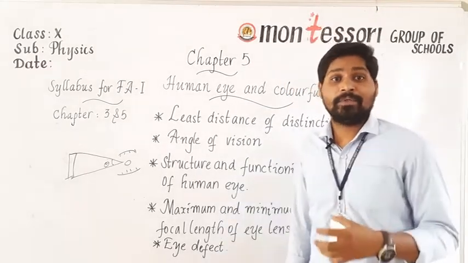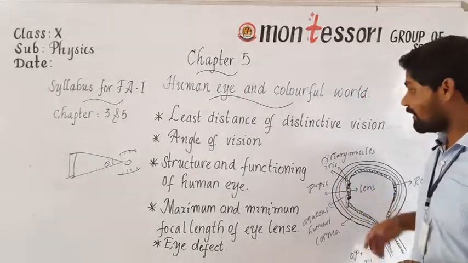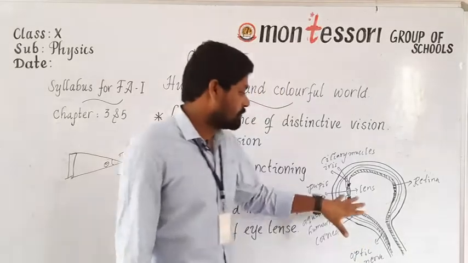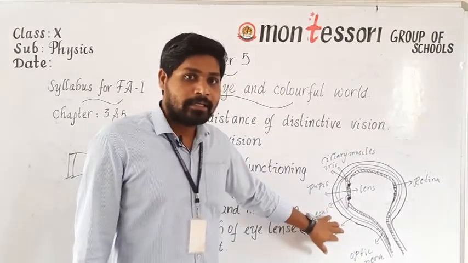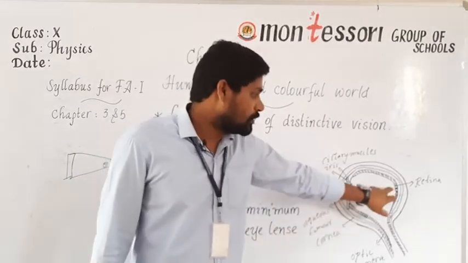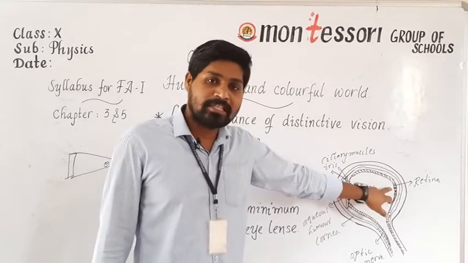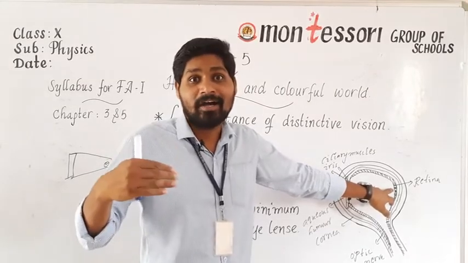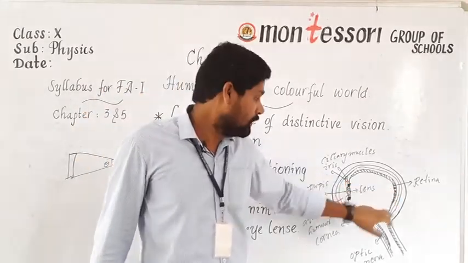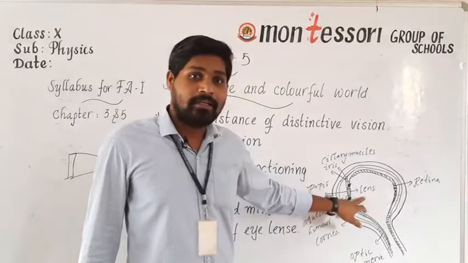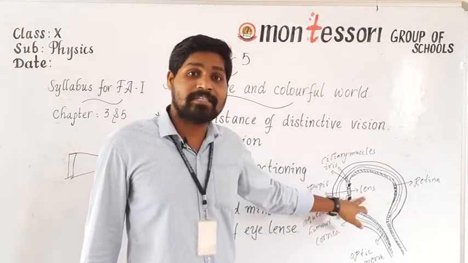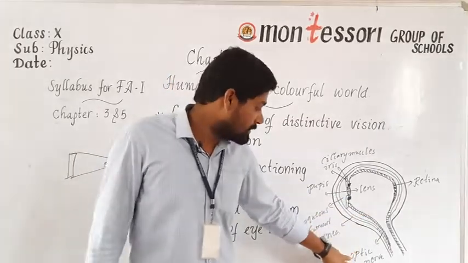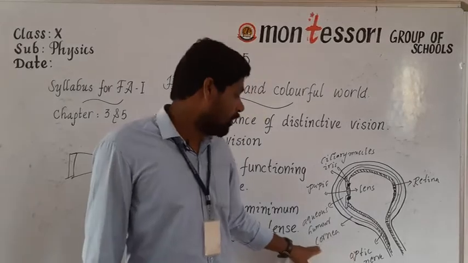Now we are going to discuss the structure and functioning of the human eye. First of all, look here. This is the structure of the human eye. It contains different parts like the retina, on which the image is formed. The retina acts like a screen on which the image of the object is formed. And the lens. What type of lens is present in our eye? Double convex lens. We will discuss it afterwards. The next, optic nerve. Next, cornea.